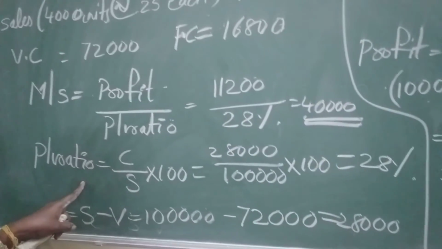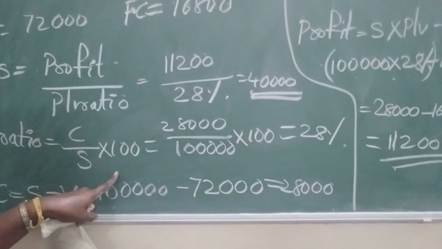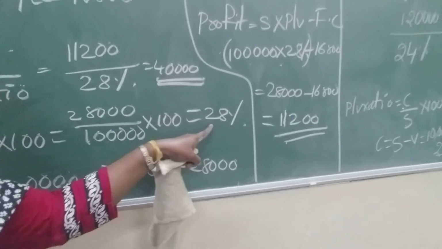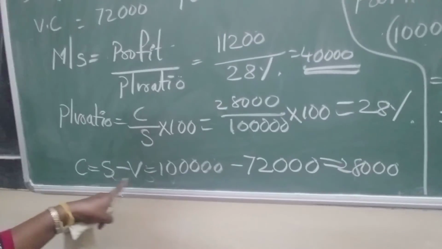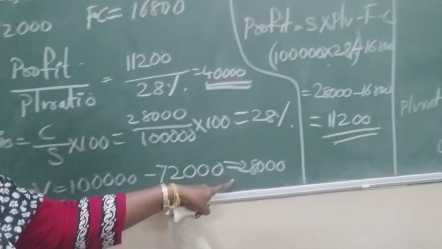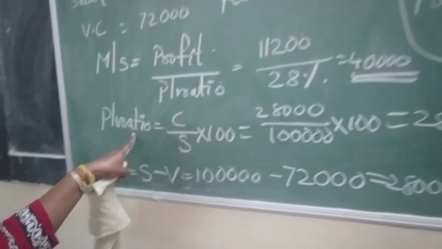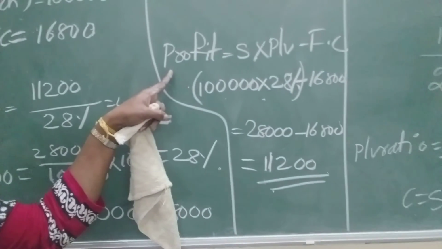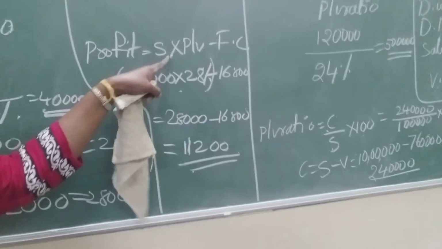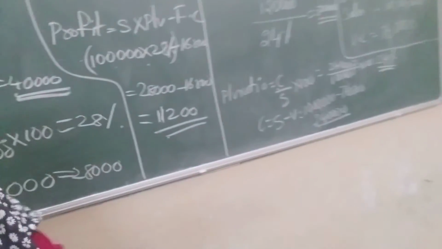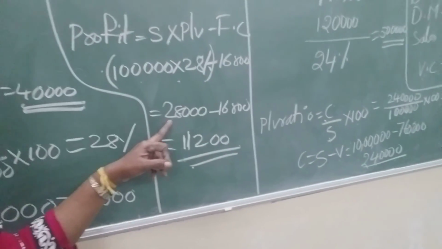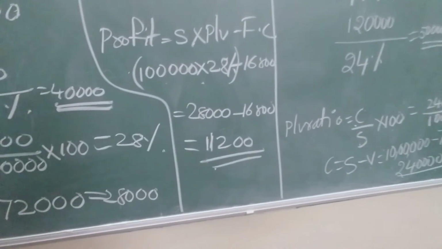Clear? So we calculated PV ratio. PV ratio formula is C by S into 100. That is 28,000 by 1 lakh into 100 is 28%. How you got this 28,000 is 1 lakh minus 72,000, you got 28,000. Okay, so we calculated PV ratio. PV ratio is 28%. Now we are calculating profit. Profit formula is what? Sales into PV ratio minus fixed cost. 1 lakh into 28%, minus 16,800, is 11,200.